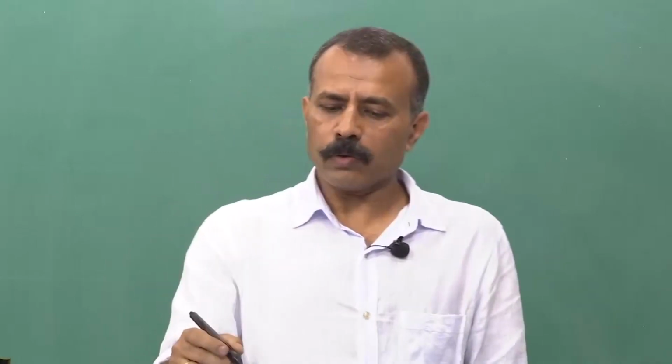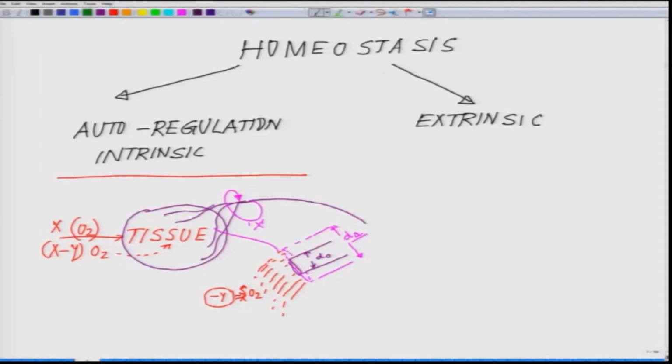Okay. Now, what about the other one? When we talk about the second example, which is the extrinsic situation. Extrinsic is a situation which is mostly, not always true, but just for your initial understanding, under the control of the nervous or the endocrine system.